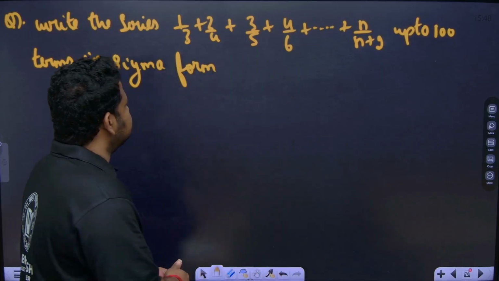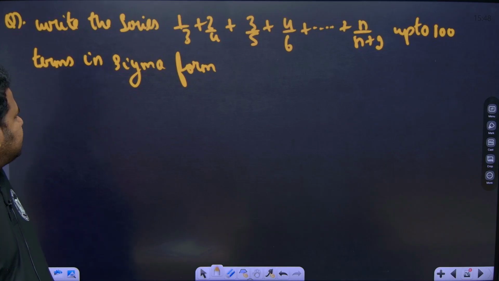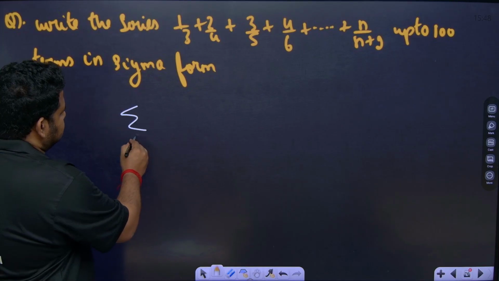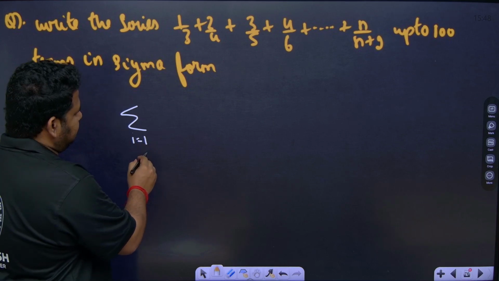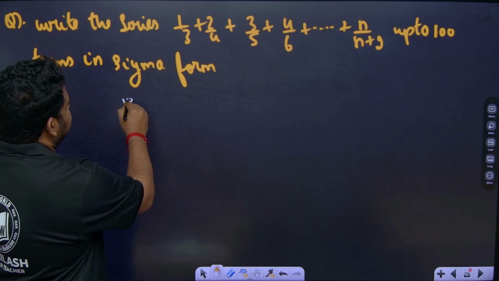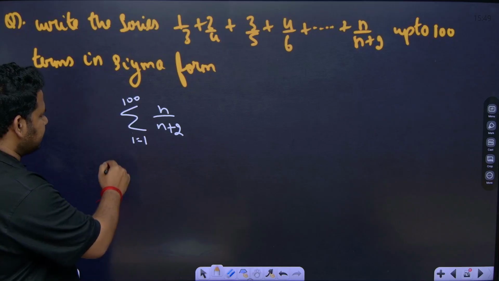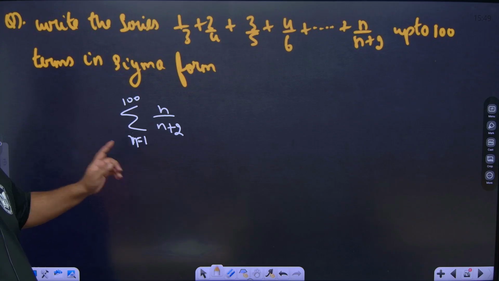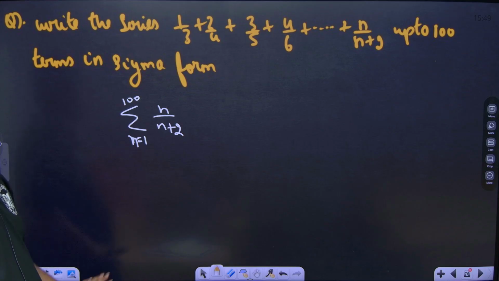Write the series 1 by 3, 2 by 4, 3 by 5, 4 by 6 plus n by n plus 2 up to 100 terms in sigma form. In sigma form, how to write? Sigma n is equal to 1 to 100 of n by n plus 2. That's all. This is how you represent it. Clear? They have asked only to write the series in the sigma form. That's all. Clear? Yes.